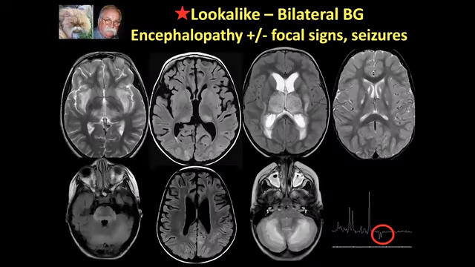Of course, we can have lookalikes. This is particularly in the setting of patients with basal ganglia abnormalities, presenting with encephalopathic type signs, focal signs, and seizures. There are other things to consider. I am not going into any great detail today on the multitude of findings in encephalitis, viral encephalitis, but if you do see bilateral basal ganglia abnormalities, you need to consider it and raise it in your differential diagnosis.